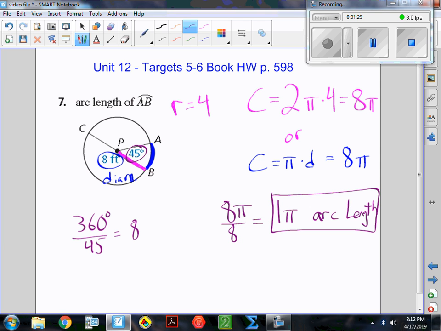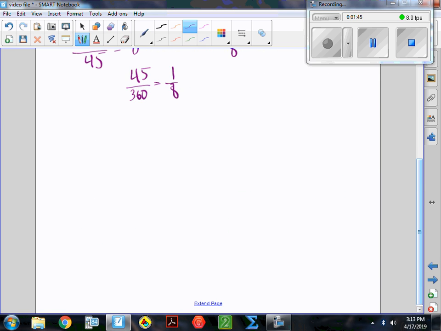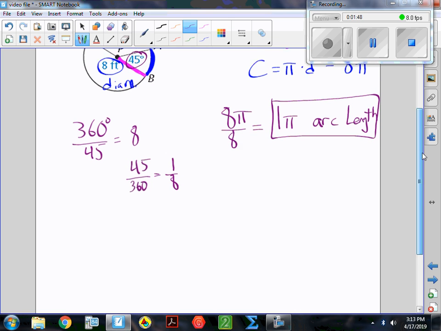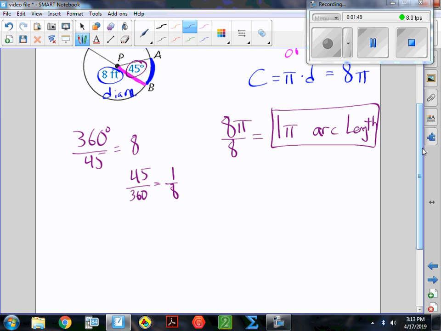Another way you can look at that is, we did 360 over 45. You can look at 45 divided by 360, which literally gives you 1/8. And so if you take the circumference, 8 pi times 1/8, 1/8 of it, you can get it that way. And then the third way we talked about in class, if you get stuck, you have the numbers and you're not sure what to do, we looked at setting up an equation where you look at part over whole.